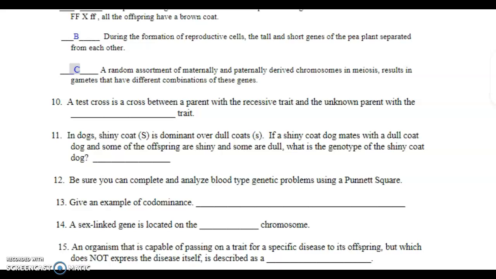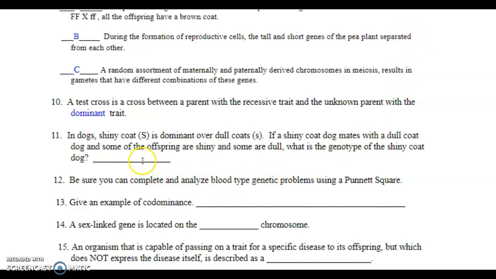Number 10 says a test cross is a cross between a parent with a recessive trait and an unknown parent with a blank trait. But the reason that parent is unknown is because they're showing that dominant phenotype, that dominant trait. And we just don't know if they are homozygous for that trait or if they are heterozygous, because either way they would still show that dominant trait. So the first parent has to be recessive, and then the second parent would be showing that dominant trait, and we just don't know if it is homozygous or heterozygous.